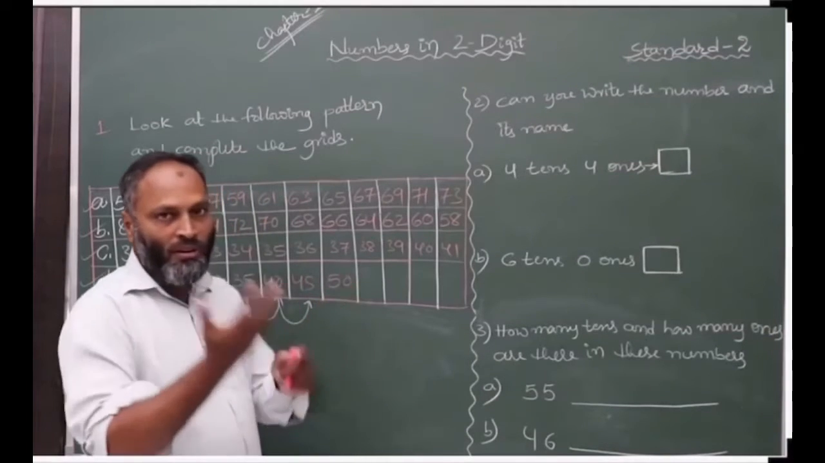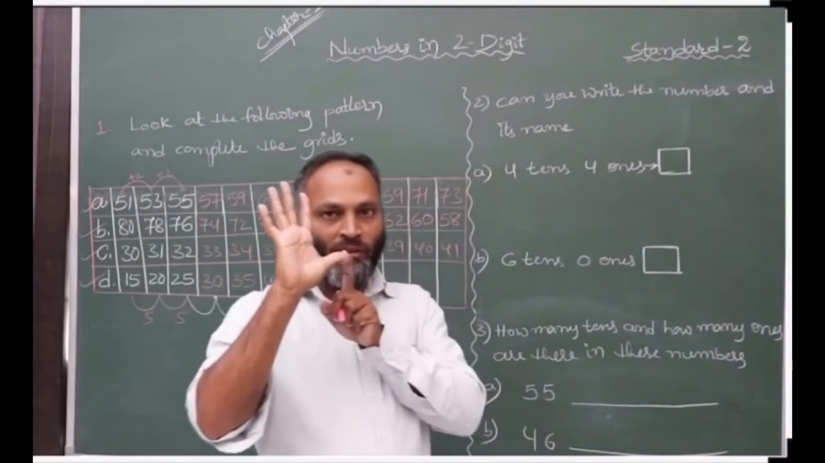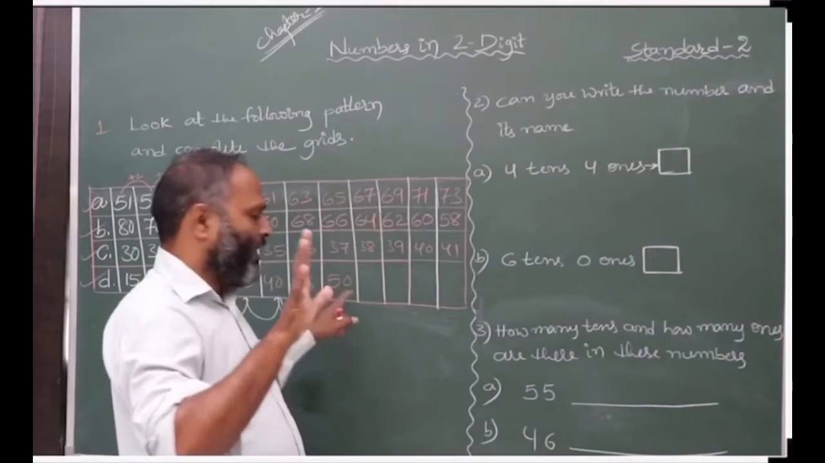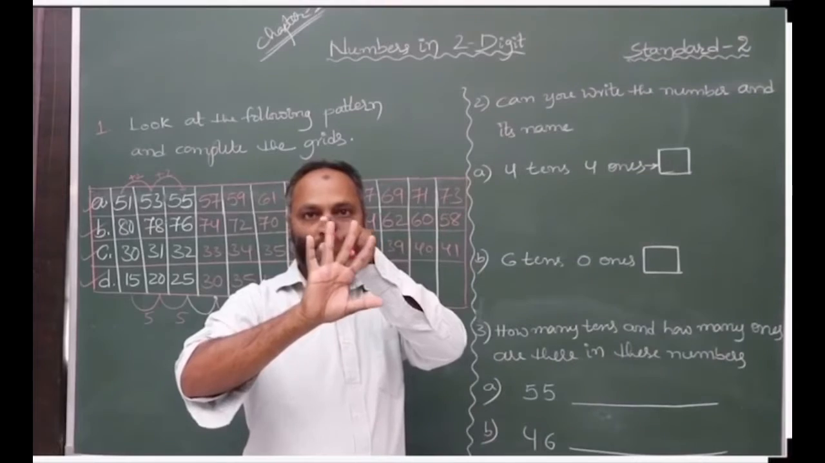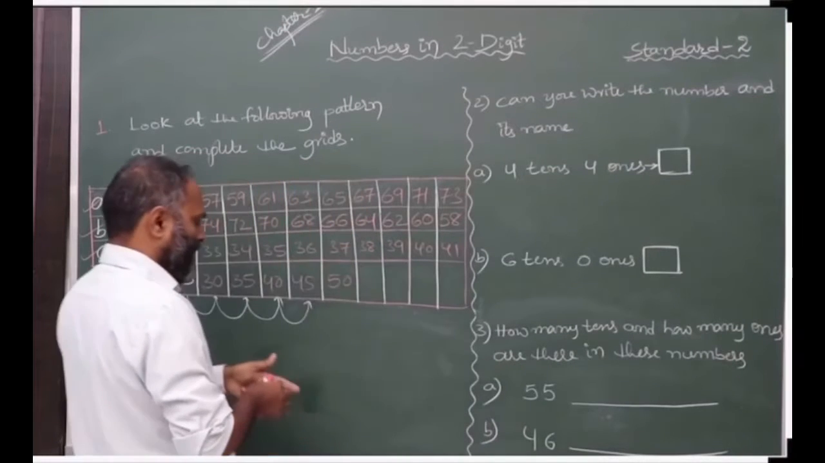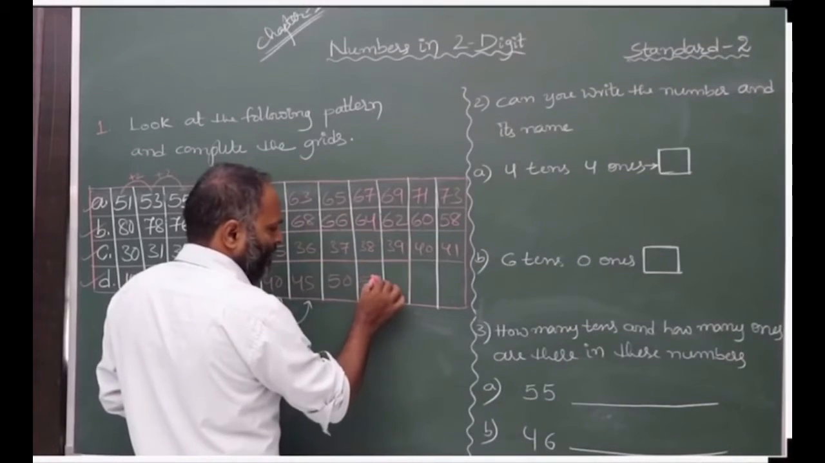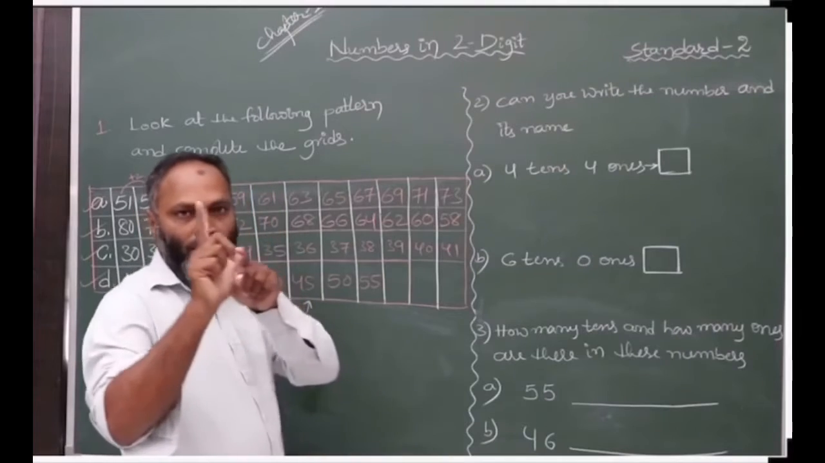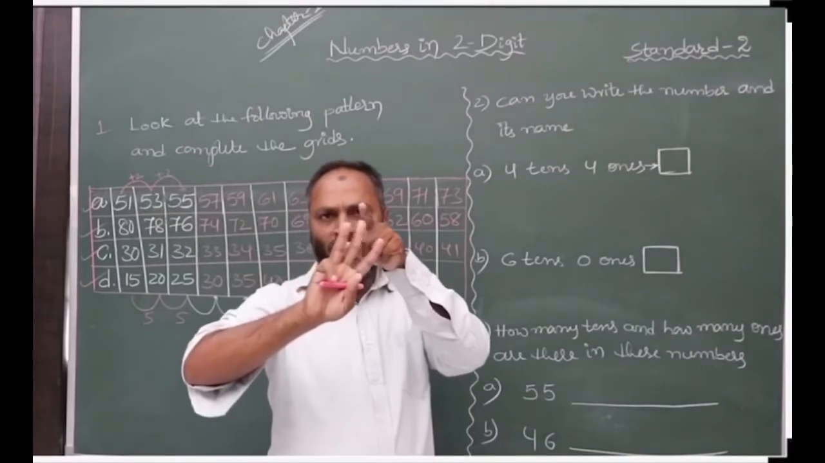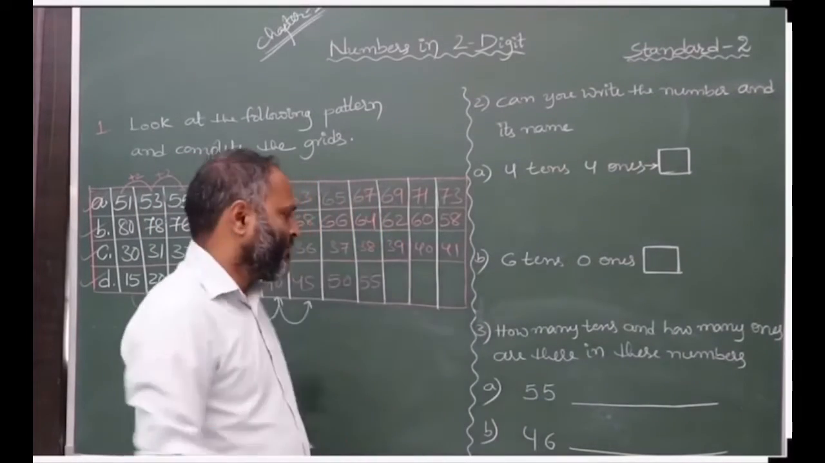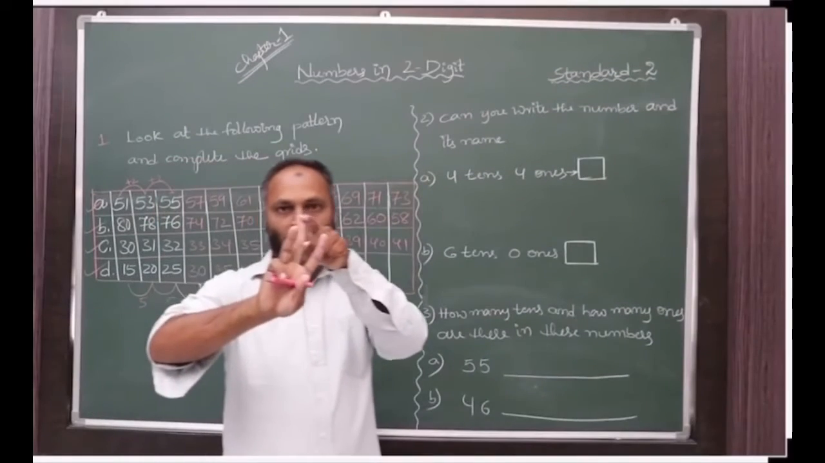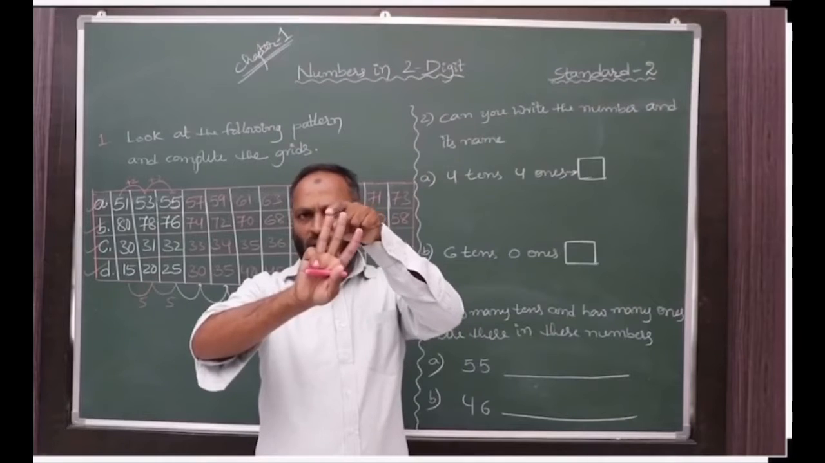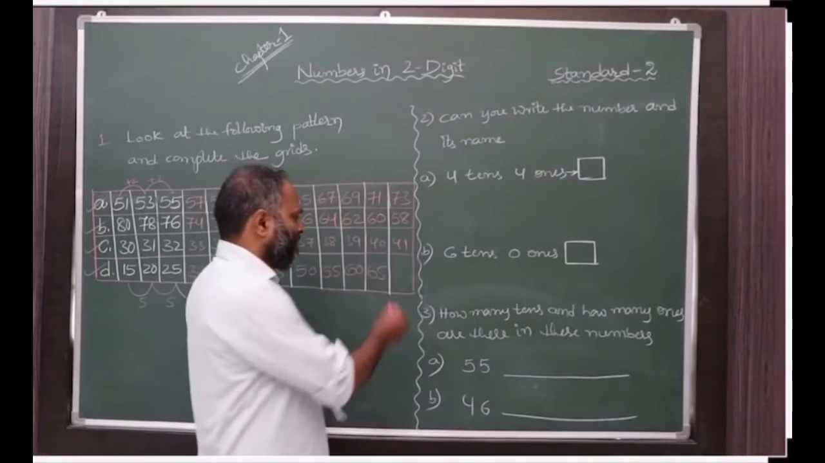First we have to count on our fingers, 5, 5, 5 numbers. Here 50, 51, 52, 53, 54, 55. In this way we have to increase to 55. Then 56, 57, 58, 59, 60. After 60, 61, 62, 63, 64, 65, up to 70.